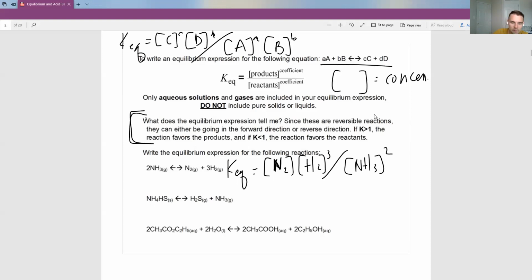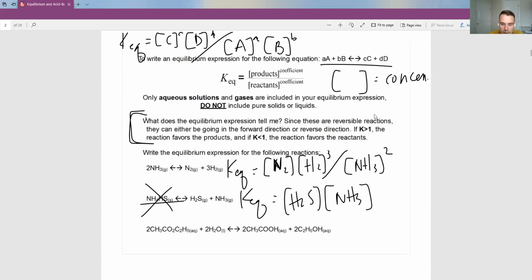For the next one, you'll notice I have a solid here. I don't want to include that, so my KEQ would simply not have a denominator. It would be H2S times NH3. Okay. And then for the bottom one, the only thing we don't want to include is water. Water is a pure liquid. We don't want to include that.